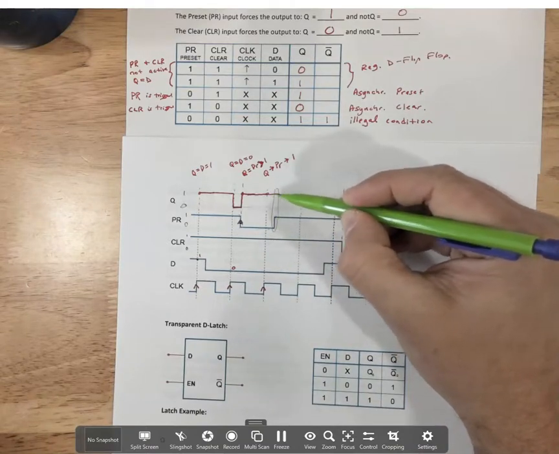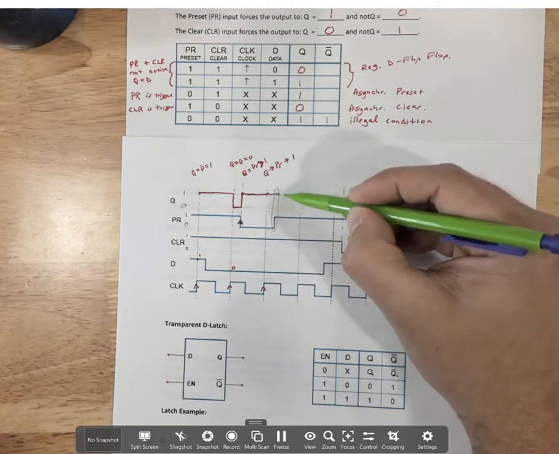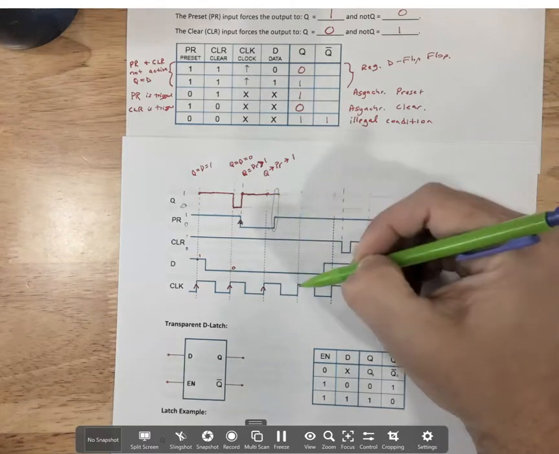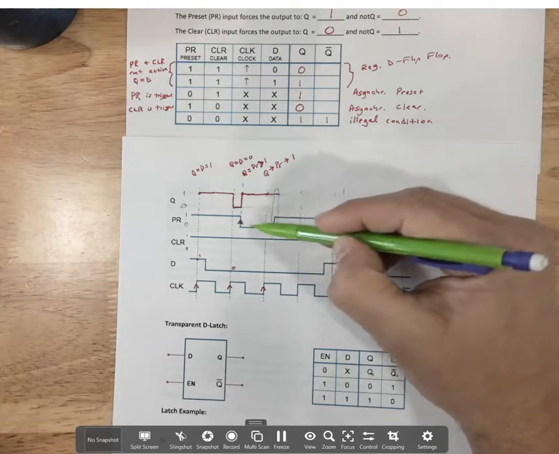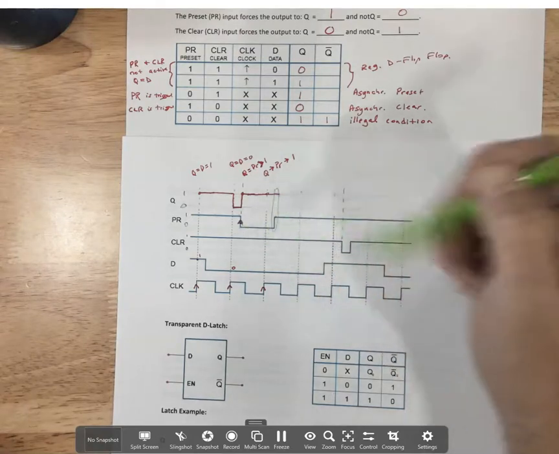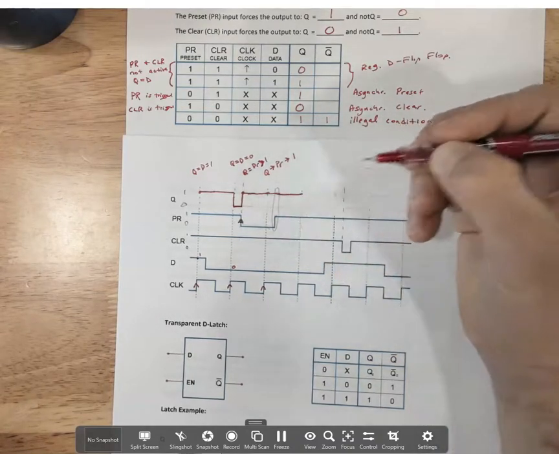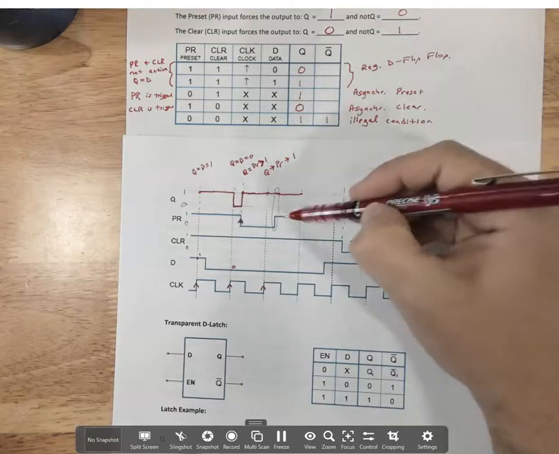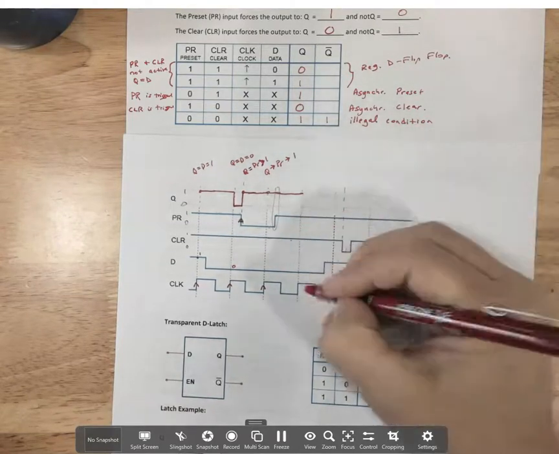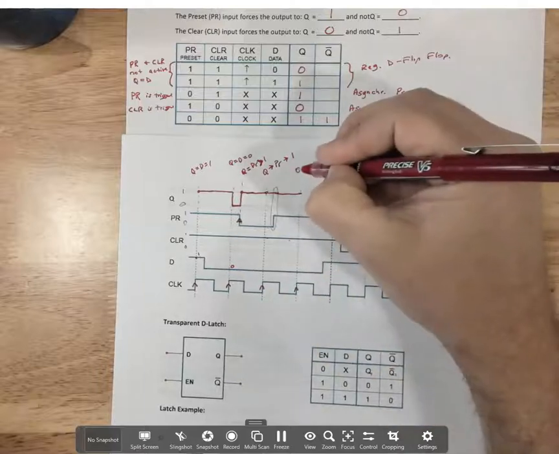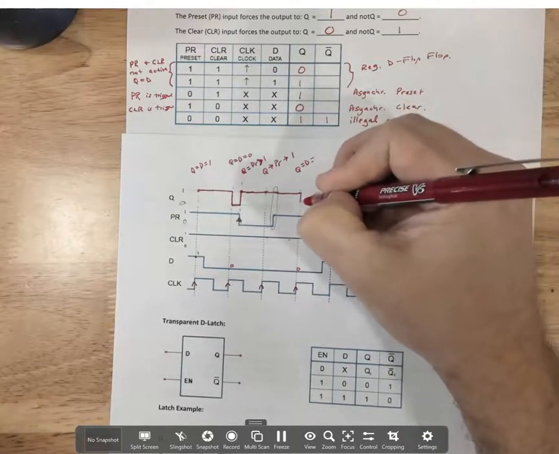Q does not respond. It's just now we're putting Q back in a state that the next time the clock triggers, it can match D, right? This whole time it couldn't match D, it had to match the preset, it had to be 1. So we're still going to extend this to here. Because preset's not being triggered, clear is not being triggered, so at this point on the next rising edge, Q is going to match D, and D is 0, so it's going to go low.